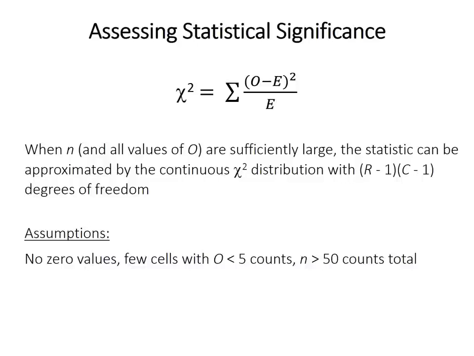In this case, sufficiently large, this is the key assumption of the test, is generally taken to mean that you have at least 50 counts in total. So if you add up all the counts, there's at least 50 individual things that you counted, and no or very few of the observations have counts smaller than 5.